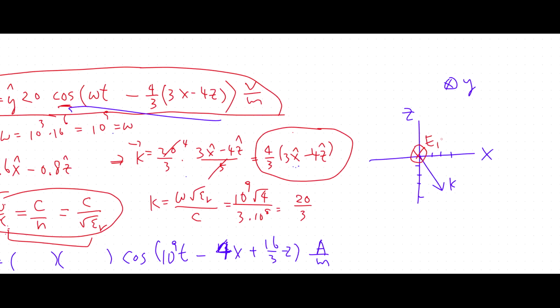Now E cross H is K, so where is my H? E is my fingers going into the page. K is my thumb. So where's my palm facing? In the first quadrant, right? This is my H1.